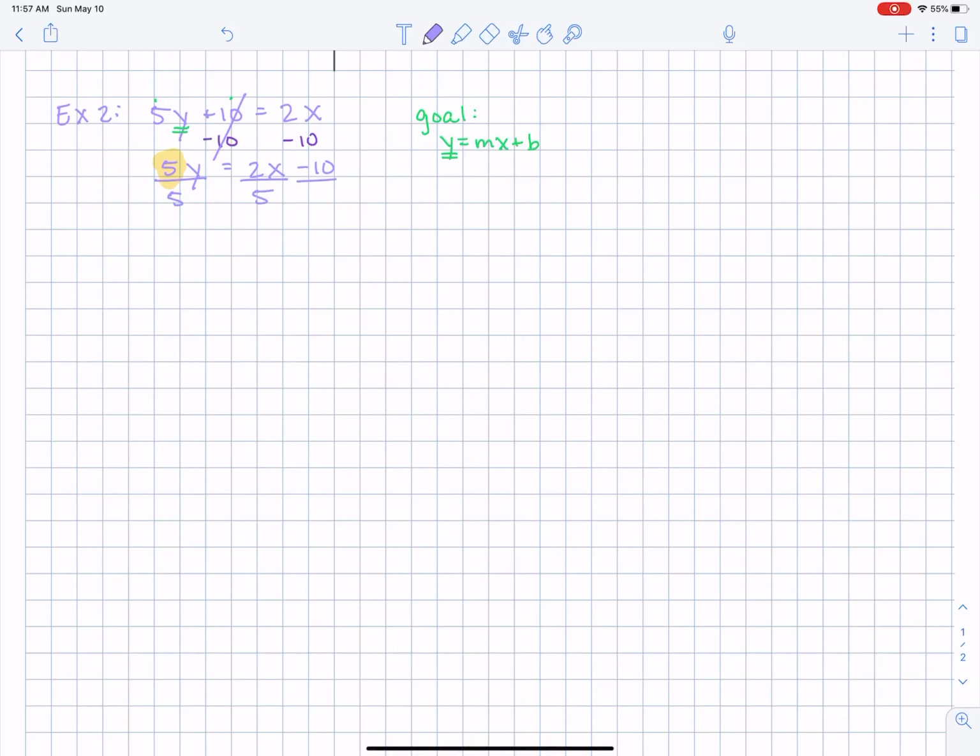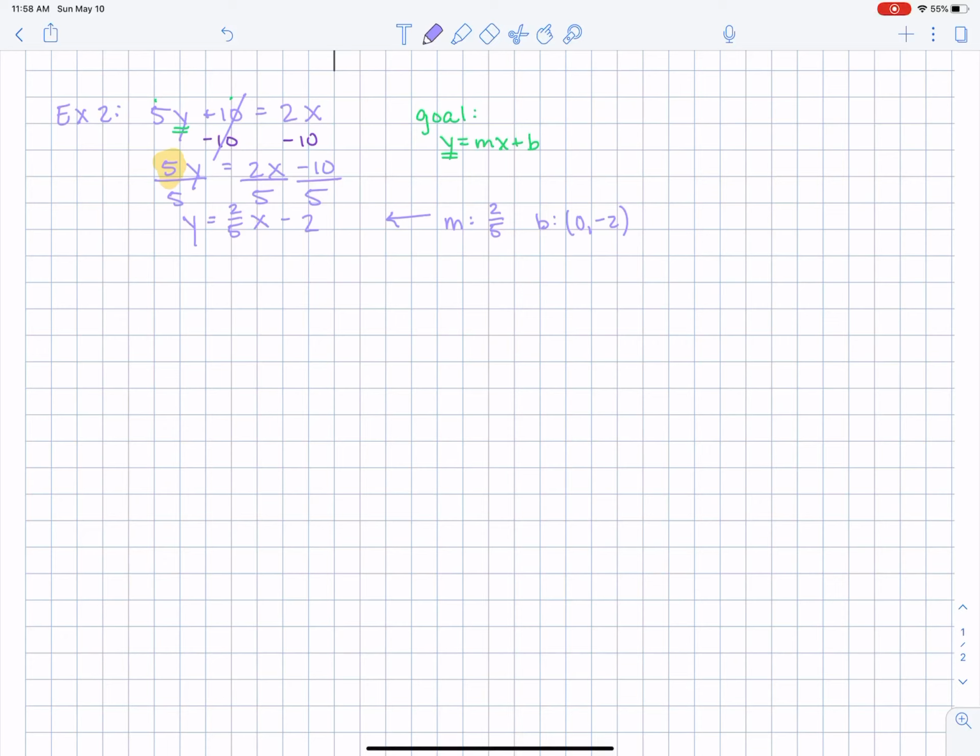And if you divide one thing by 5, you have to divide everything by 5. I'm going to say that one more time. If you divide one thing in your equation, you have to divide everything in your equation. Okay, so this fraction over here, this 2 over 5, cannot reduce, so I'm just going to keep it. So y equals 2 over 5x. However, this negative 10 over 5 reduces to negative 2. And now we've reached our goal that y is isolated and it looks like y equals mx plus b, meaning that my slope is 2 over 5 and my y-intercept, or b, is the point 0, negative 2.